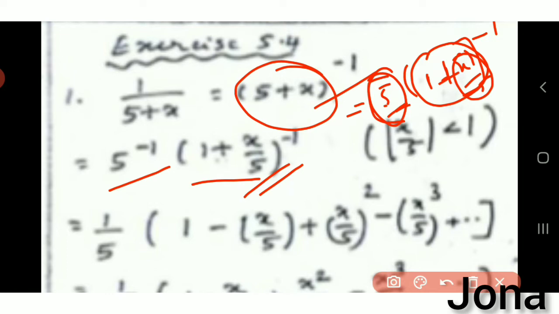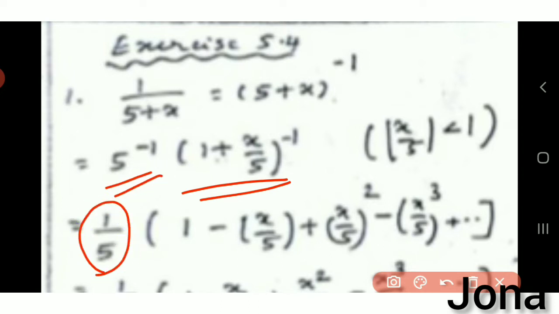In this bracket we have 1 plus x by 5. This can be written as the binomial expansion. We have the formula for 1 plus x whole power minus 1, so we are going to extend this formula here. So we got 1 by 5, as 5 inverse can be written as 1 by 5, and 1 plus x whole power minus 1 can be written as 1 minus x plus x square minus x cube plus etc. And then I want to simplify the brackets there.